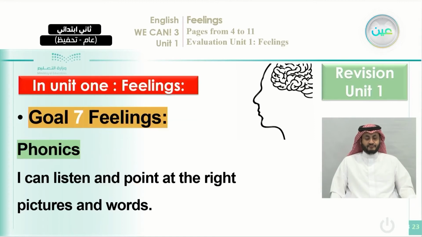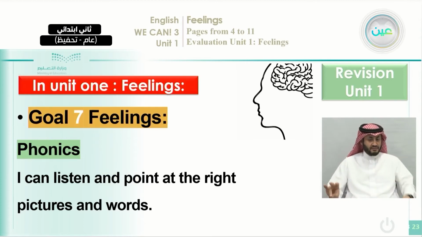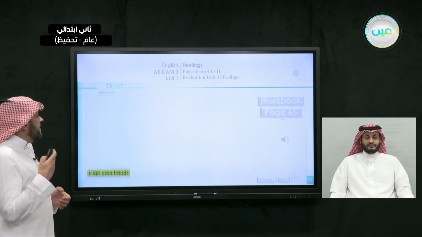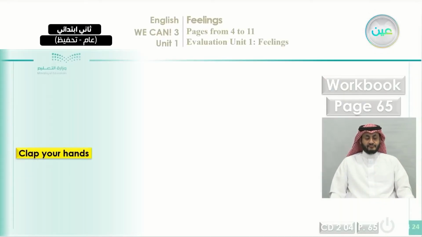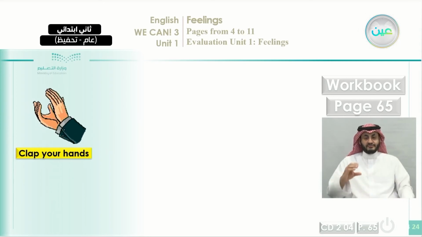Okay, and goal number 7, which is in unit 1 as well, in the phonics section: I can listen and point at the right pictures and words. There you need to tell what these pictures are. As you can see here, if somebody gives you some instructions, saying, clap your hands, do you understand what he or she says to you? Clap your hands. What do you mean by that? This is how you clap your hands. So you can point to this picture and tell what this picture means.